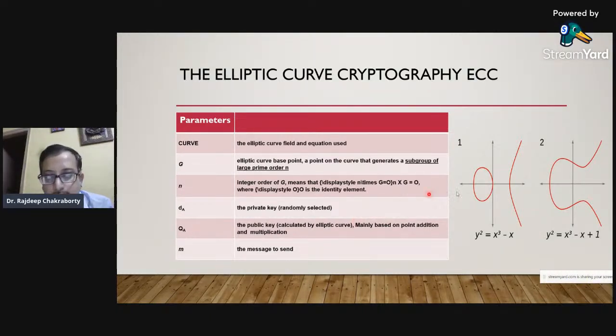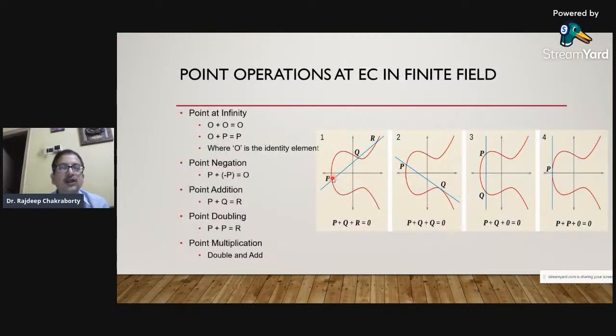One of the extensively used public key cryptography is RSA, and elliptic curve cryptography is also there. Elliptic curves are of this type. If you place a constant value, then the curve is like that, and if you have no constant value, then it will be like that. Based on the elliptic curve, we calculate our keys. There are various point operations, and based on these point operations the private key and public key are calculated. Some point operations are point at infinity, which is the zero or identity element, point negation, point addition, point doubling, and point multiplication. Point multiplication is basically double and add.